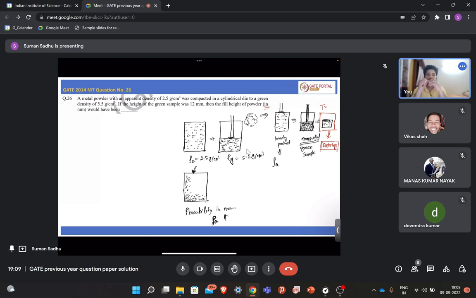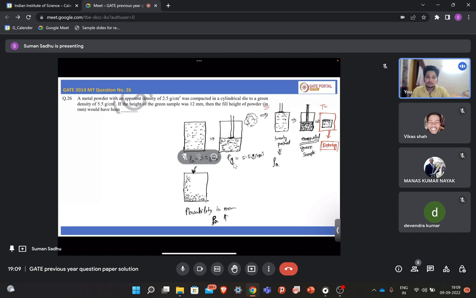There will be a lot of porosity if the flowability of the powder is not good. So if the flowability is good, then you will have less porosity in your sample after compaction. Okay, so this is the significance of rho A. You want higher flowability.